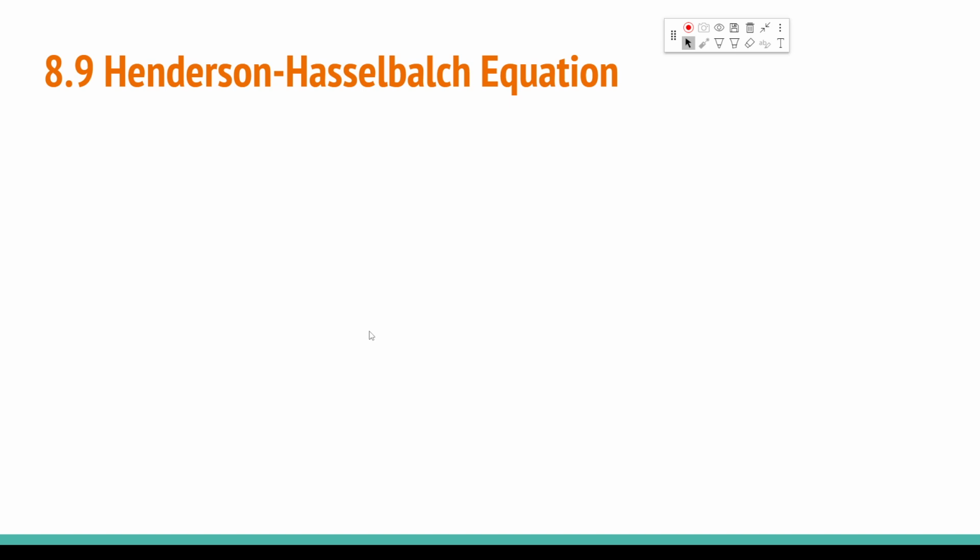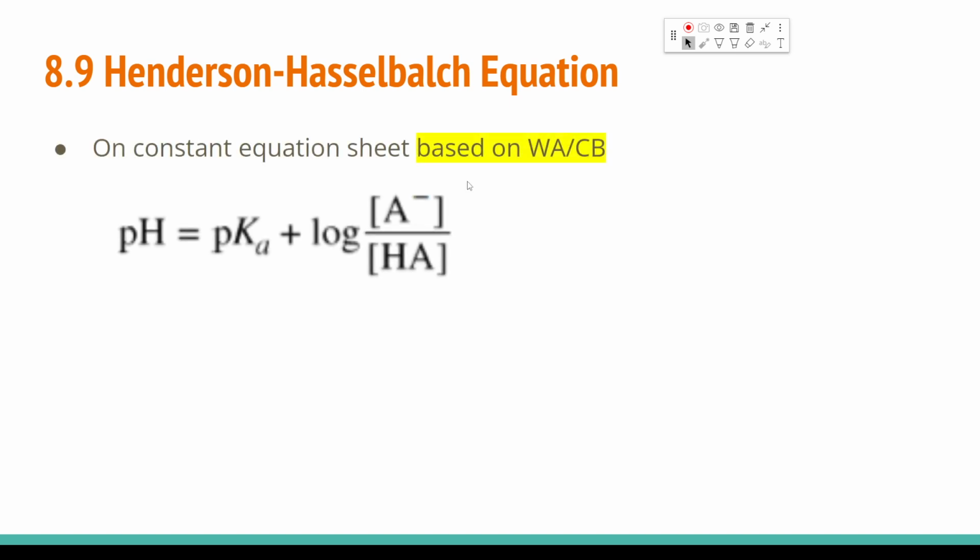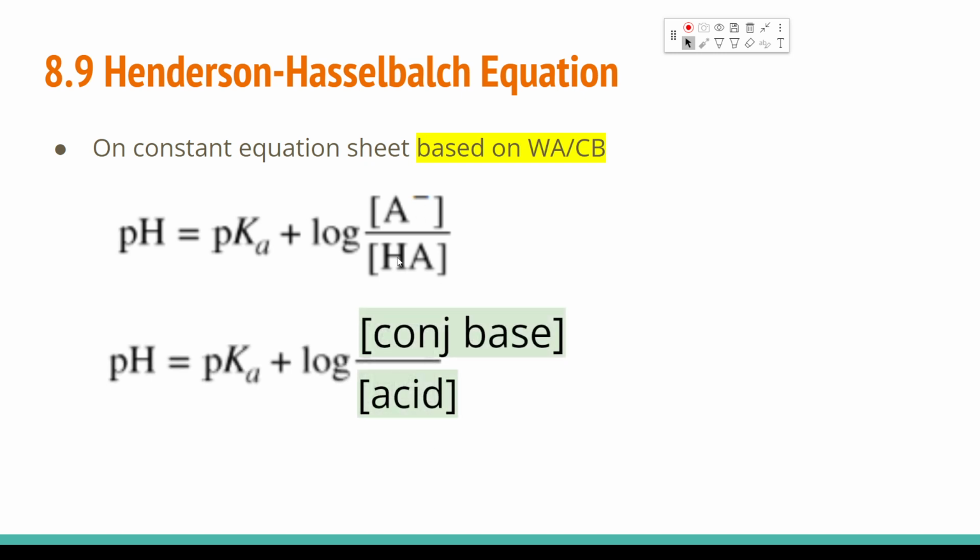So, quickie review. On our constant equation sheet, this is based off a weak acid and its conjugate base. We have Ka because it's a weak acid, we have our conjugate base on the top, and we have our weak acid on the bottom. Again, this is the generic form. You would just put whatever weak acid here and whatever conjugate base up here.